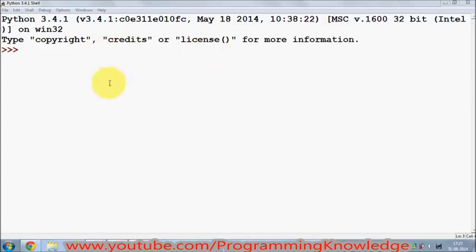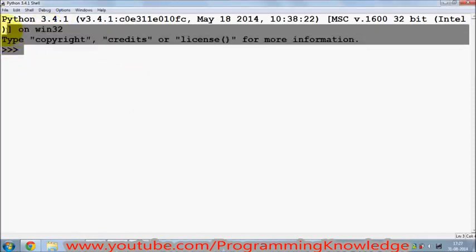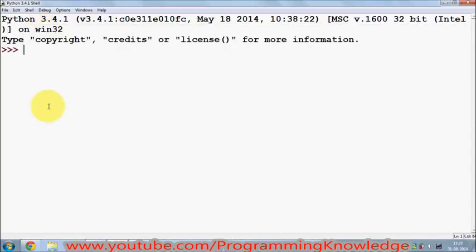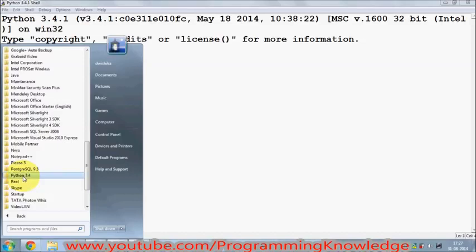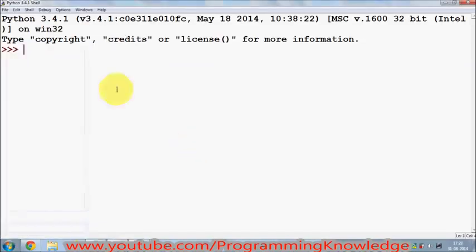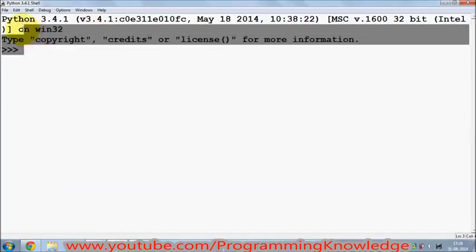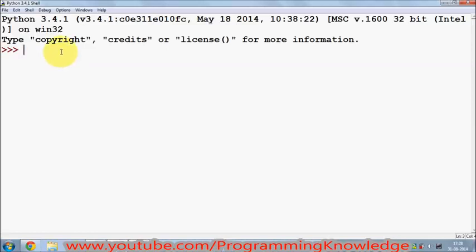If you are familiar with this, last time I showed you how to open this Python shell, right? If you don't know how to open this shell, once again I'm going to tell you. You just need to go to your start menu, go to the Python folder and start this IDLE Python GUI from here, and it will open this kind of GUI shell or Python shell. Now let's get started and see how we can do math in Python.